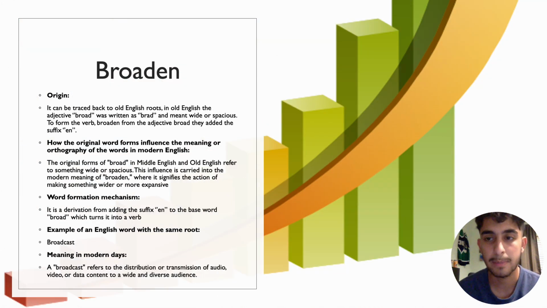Broaden. Broaden can be traced all the way back to its Old English roots. In Old English, the adjective broad was written as brad and meant wide or spacious. This term brad evolved over time into Middle English broad, maintaining its meaning of width or expanding. The original word forms of broaden have significantly influenced both its meaning and orthography in modern English. They're derived from the Old English adjective brad, signifying wide or spacious. So broaden retains the same meaning. And it's a derivation from adding the suffix en to the base word broad, which turns it into a verb, broaden.